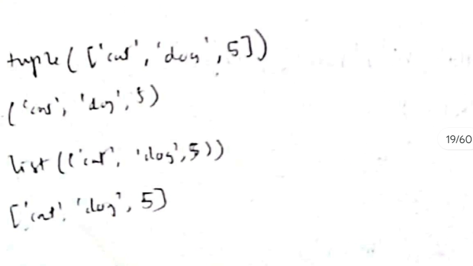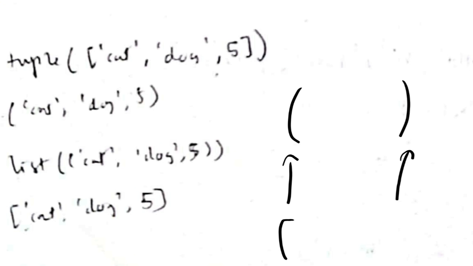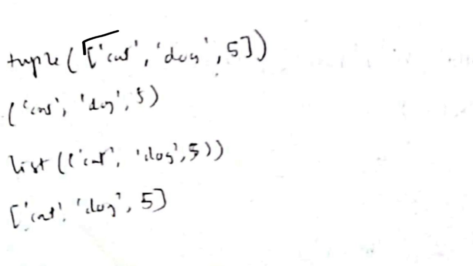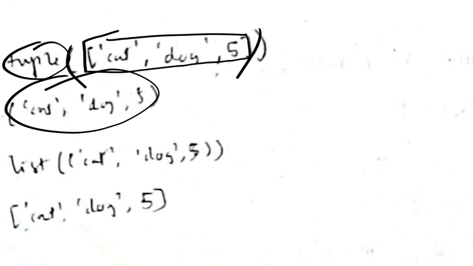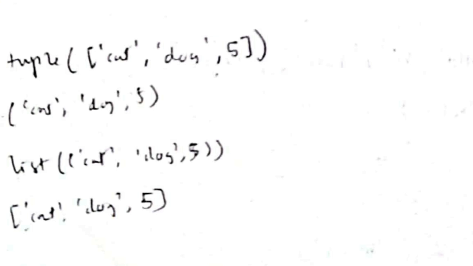A tuple is denoted by parentheses, and a list is denoted by square brackets. If I have to convert a list into a tuple, this is the list here, I'll write that list inside tuple, so it will become a tuple. If I have to convert the tuple into a list, this is the tuple here, and the tuple will be written inside list, so it will become a list. That's how you convert a tuple into a list and a list into a tuple.